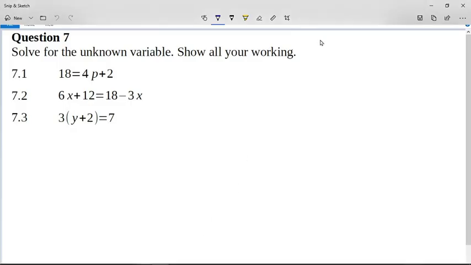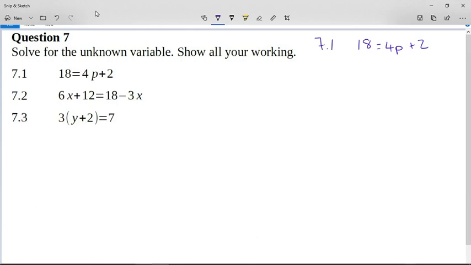Okay, let's look at this question from the August 2020 Term 3 test. It says, solve for the unknown variable, show all your working. So we're going to do 7.1 first. Remember, with every algebra problem, the very first thing you have to do is write out the expression or the equation before you start. So there I've copied the equation exactly how it is.